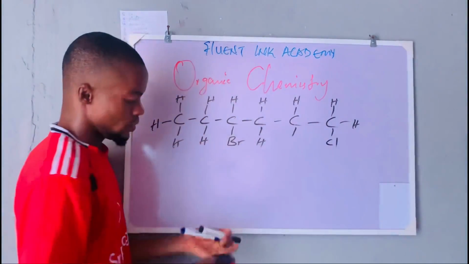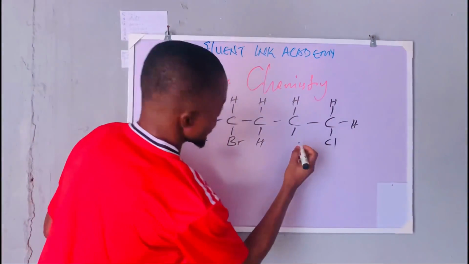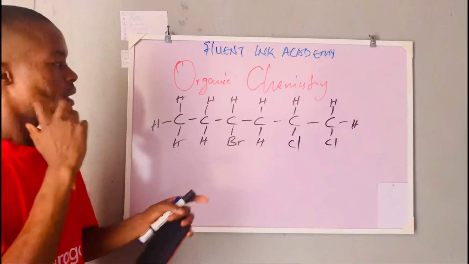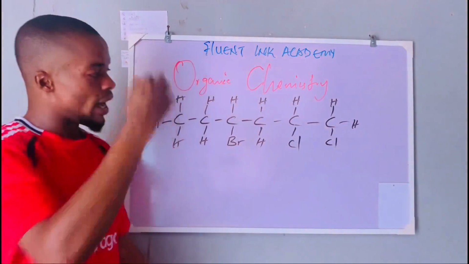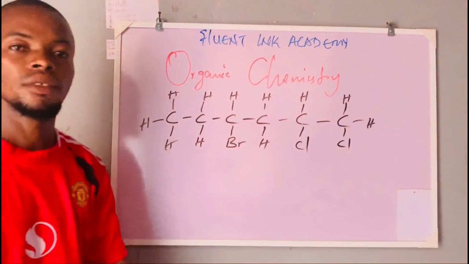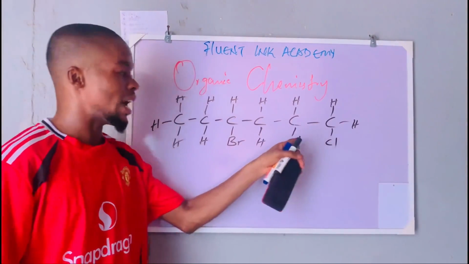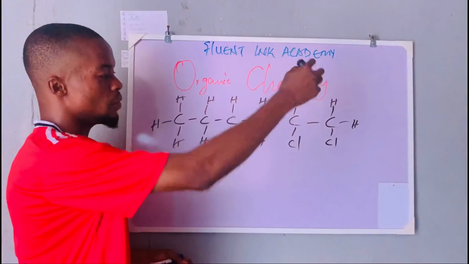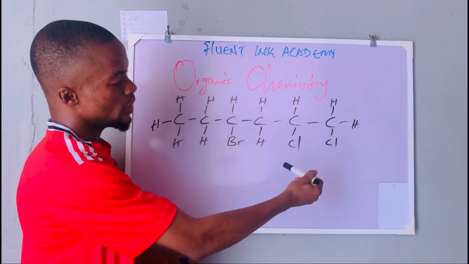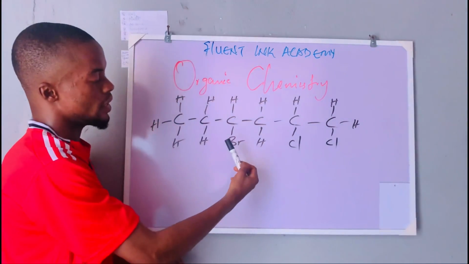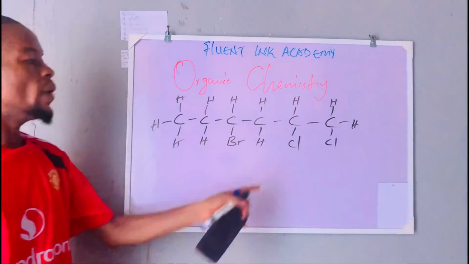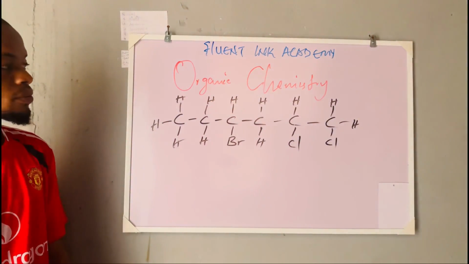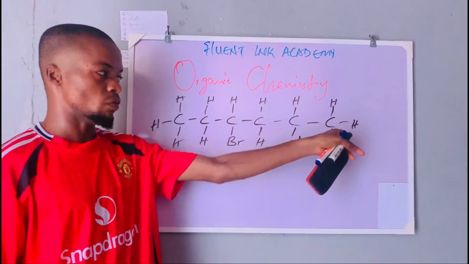So let's go back to our initial compound. The second thing that should be considered is the substituents, the substituents that are attached to the carbon chain. How many substituents do we have? Here we have the substituents chlorine and bromine. So where do you start your naming from? Your naming will start from this place.